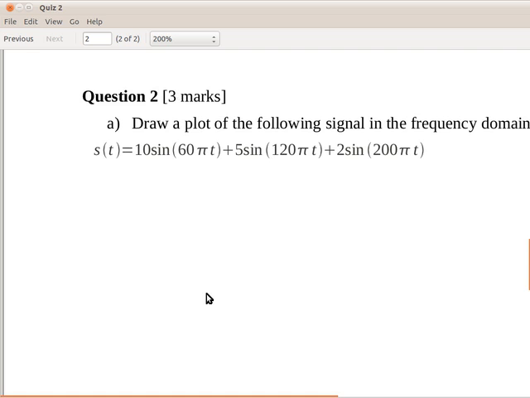10 sine 60 pi t plus 5 sine 120 pi t plus 2 sine 200 pi t. And the second part is, what you should be able to answer from this is, what is the spectrum of that signal? Draw a plot of the spectrum. What is the absolute bandwidth of the signal? Try and calculate them and draw the plot.